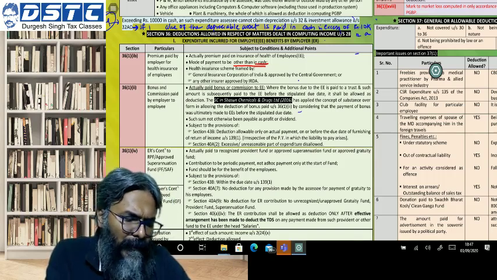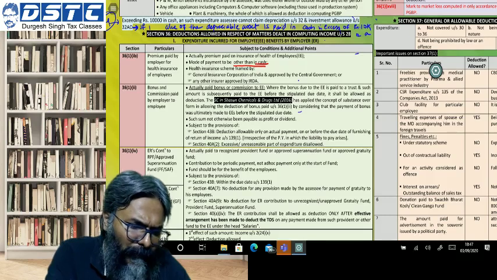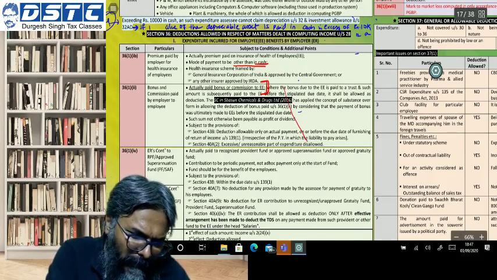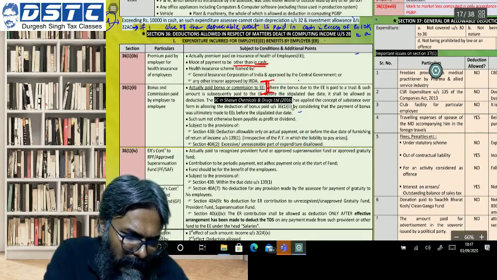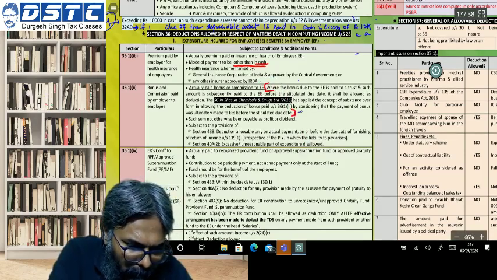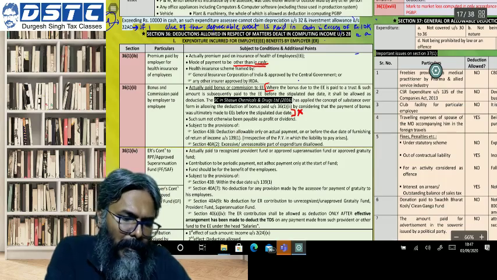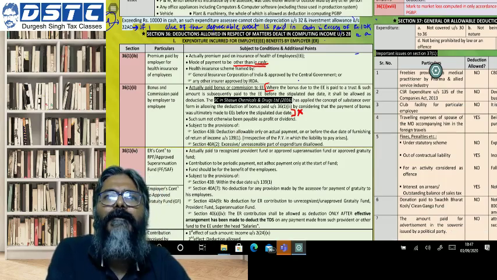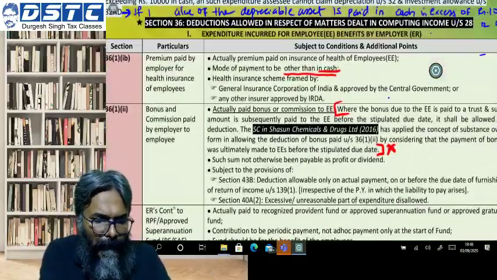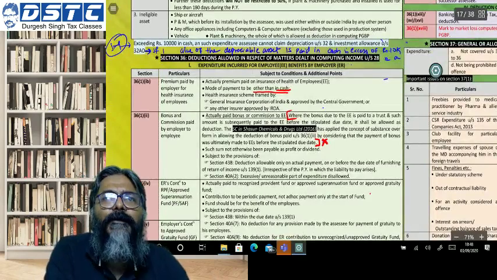36(1)(ii), which is about the bonus and commission paid by the employer to the employee. Now in this regard, students, just you can do this and the rest of it, you can just skip it. Herein, the rest of it, when I say up till here, this case law, the point which I have earmarked, you can just simply delete the same.